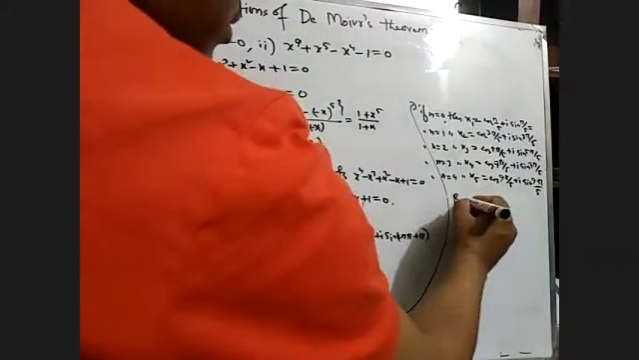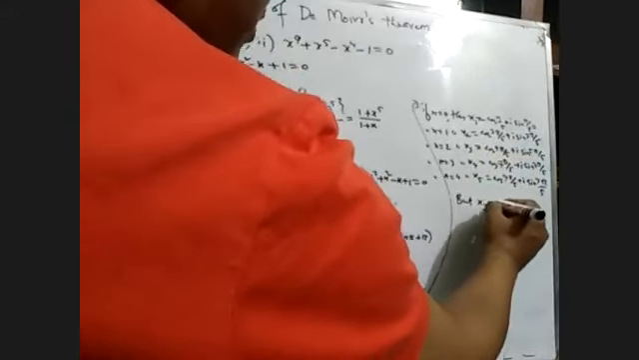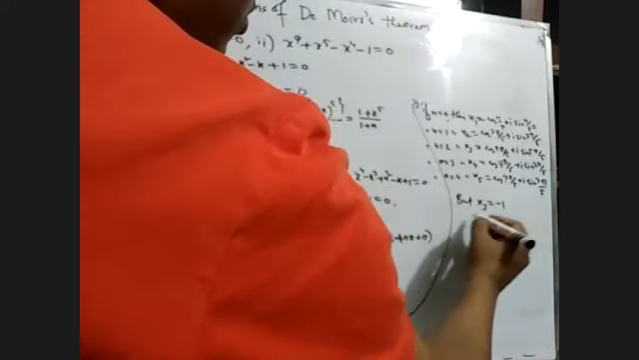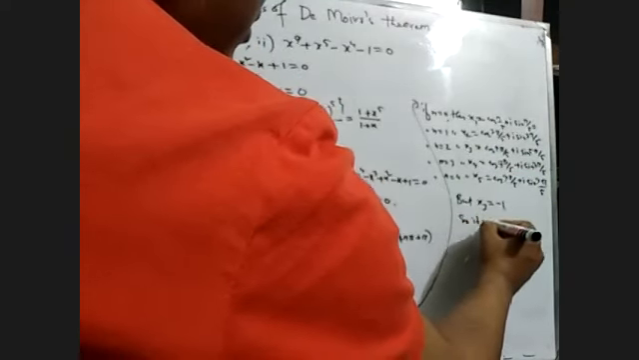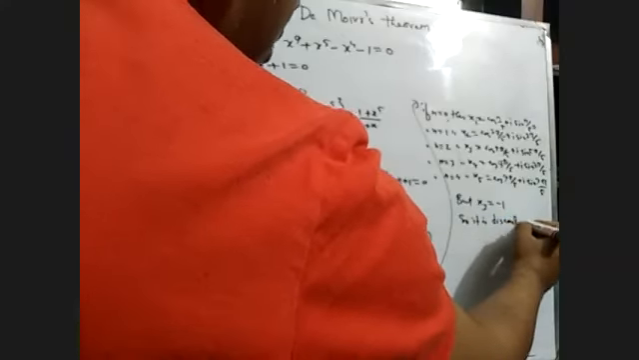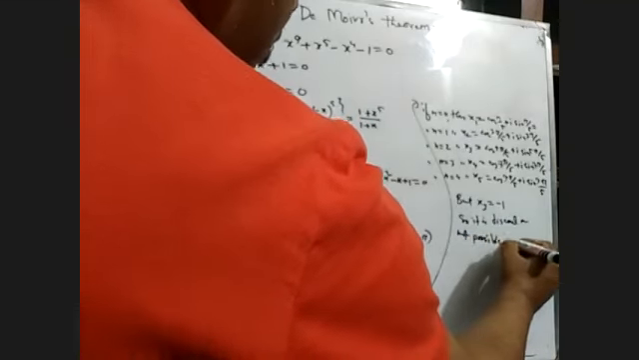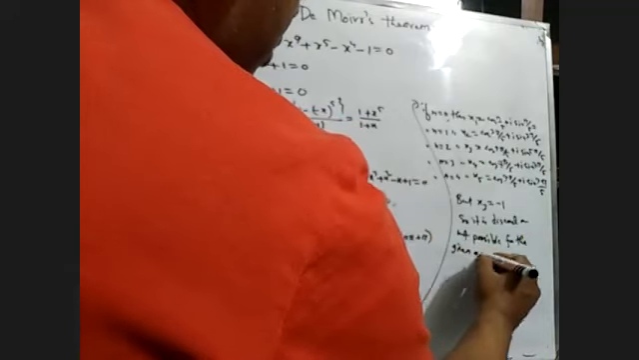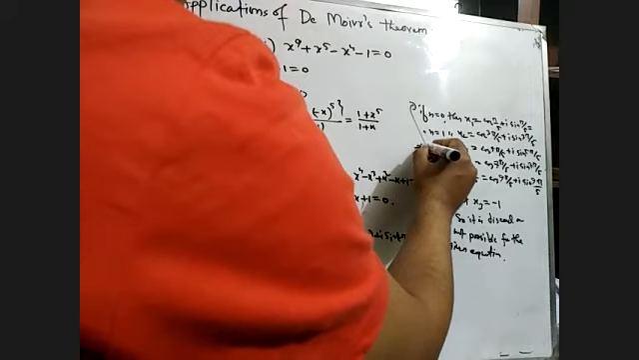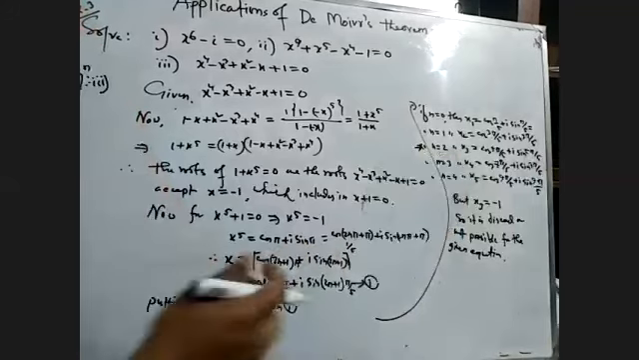But the third root, x3, equals what? Minus 1. So it is not possible for the given equation. So this root is not possible here. So the result will be what? These 4 roots.